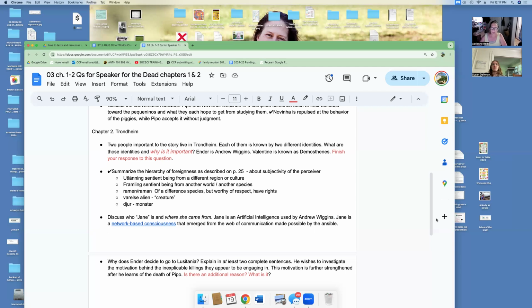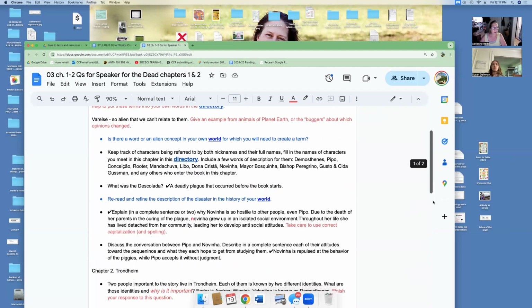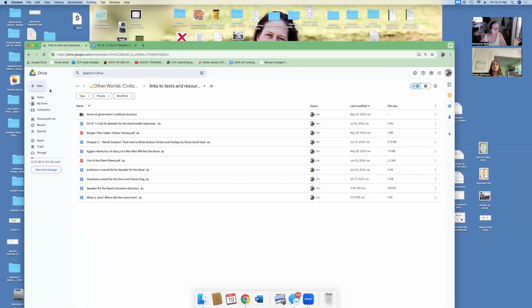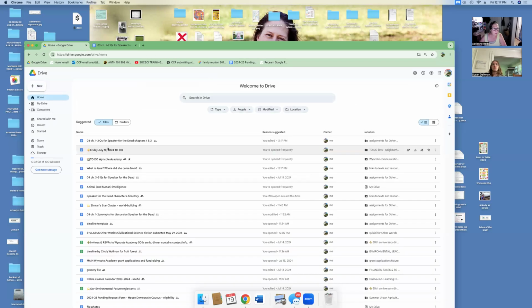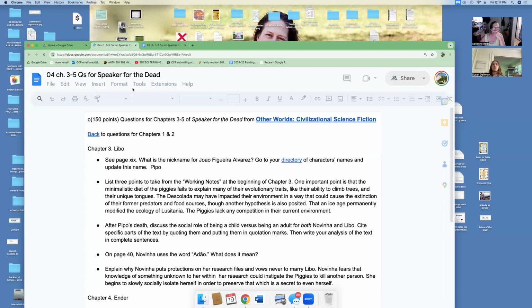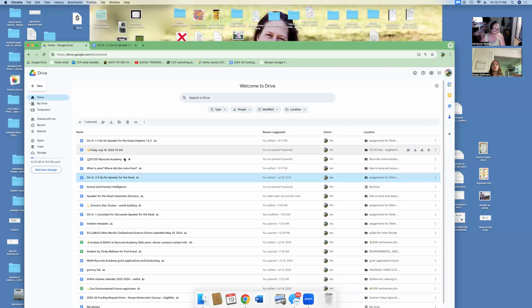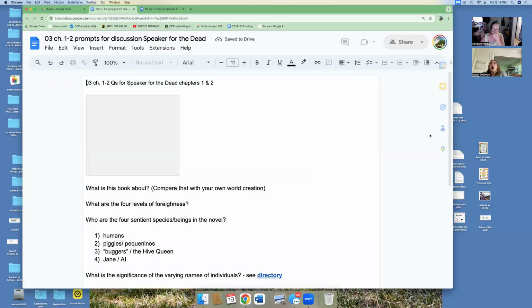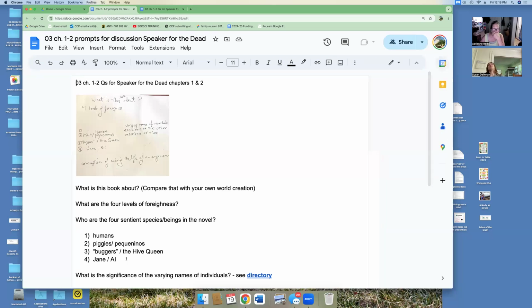So we have these four sentient beings, and they experience death very differently.